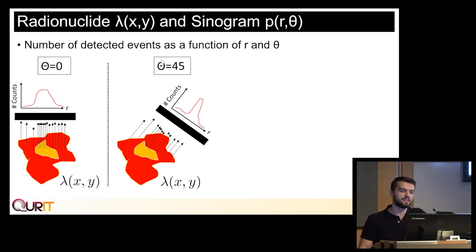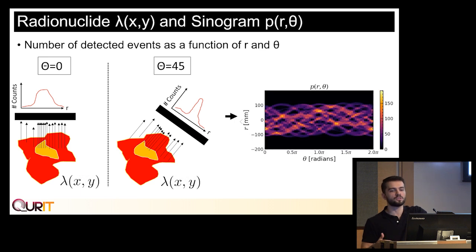And then maybe I rotate the detector 45 degrees, like this, and then I get a different distribution of number of counts versus r. So this is a totally different distribution here. It's the same lambda here, and I can do this for a bunch of different values of theta. So now I have two parameters. I have theta and r, and I have the number of counts at each value of theta and r.